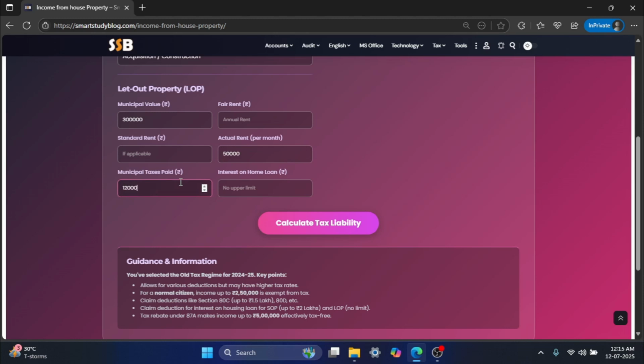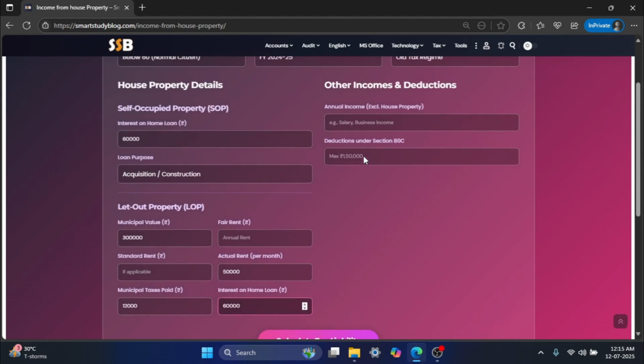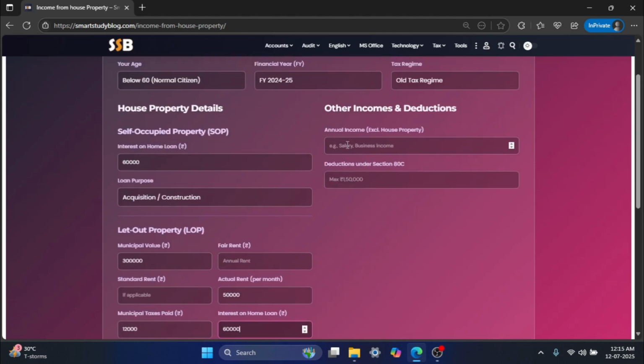And here's a key point for landlords. For let-out property, there's actually no upper limit on deducting the home loan interest. That can be a significant benefit. Interesting. Okay, moving beyond just the house details, the tool looks at your whole financial picture under incomes and deductions. You put in your total annual income, excluding house property. Simple enough. Yes. And then below that, those crucial tax-saving bits.